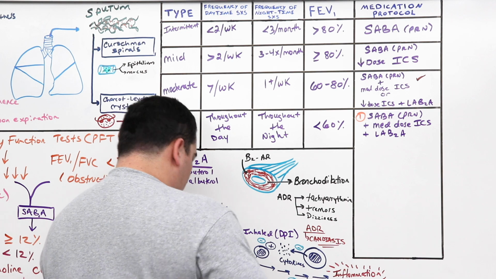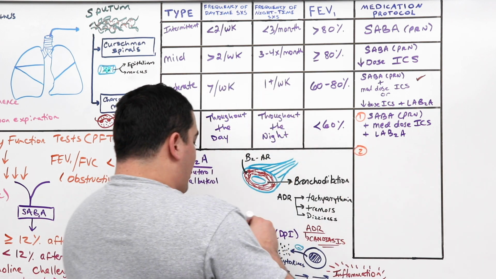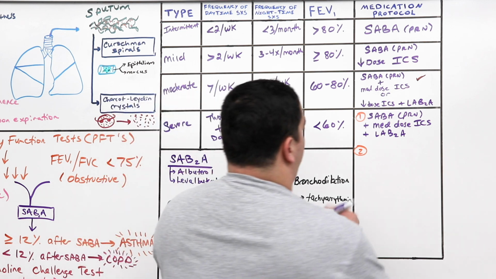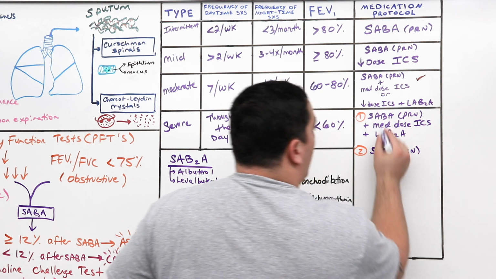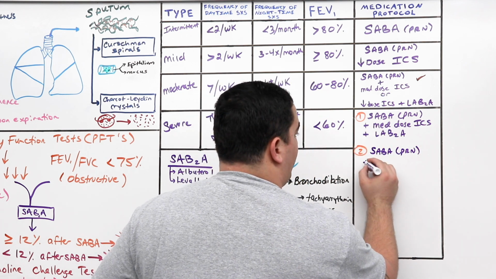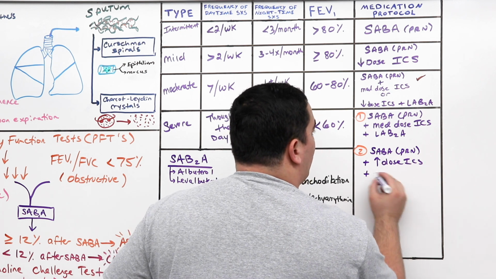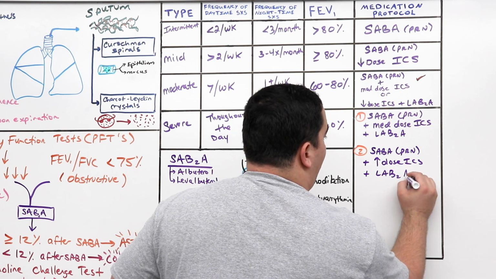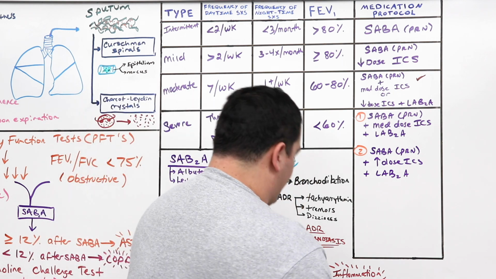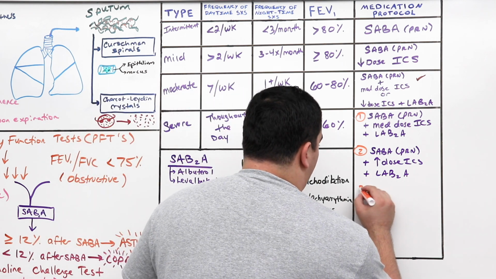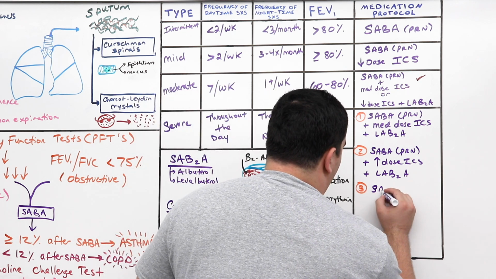Then the second step is, if this doesn't respond properly, then we can resort to, again, a SABA, PRN. We'll up the dose of the inhaled corticosteroid. So then we'll do a high dose inhaled corticosteroid, and we'll also continue to give a LABA. And we'll see if they respond to that. If they still don't respond to that, the next step is we'll do a SABA continuously, again, PRN.